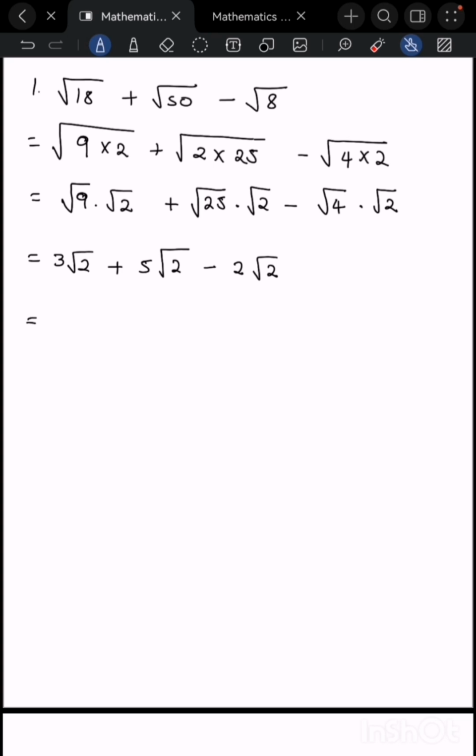So the square root of 2 becomes the common factor. In this case, it's going to be 3 square root 2 plus 5 square root 2 minus 2 square root 2, which is 8 square root 2 minus 2 square root 2, which is equal to 6 square root 2. That is the answer.